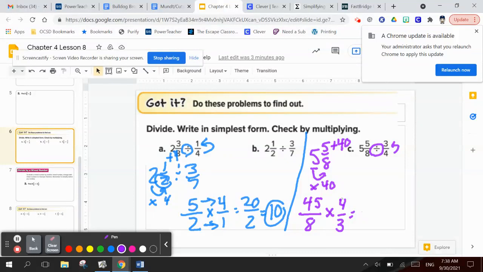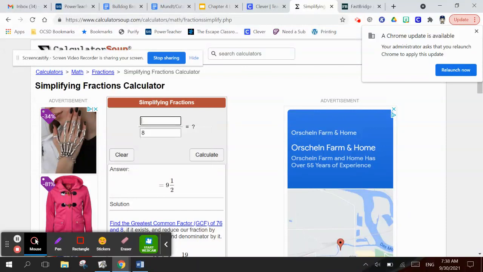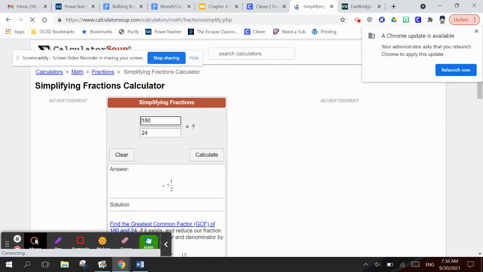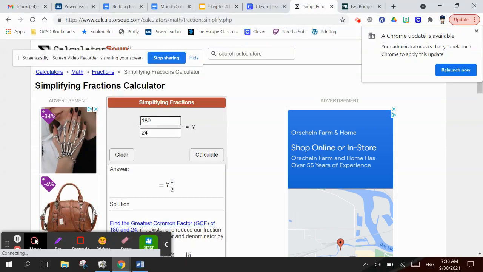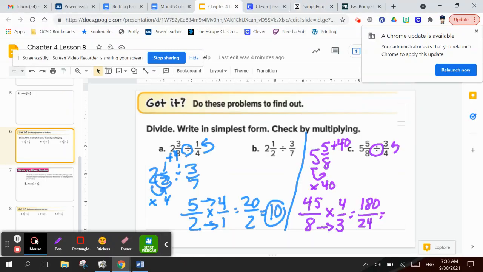When I multiply, 45 times 4 is 180. 8 times 3 is 24. So again, I can go back to my calculator, 180 over 24. Again, it does not matter the size of this fraction because it will tell you your mixed number, which is 7 1/2.